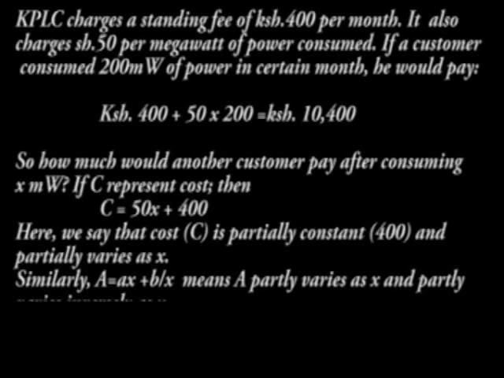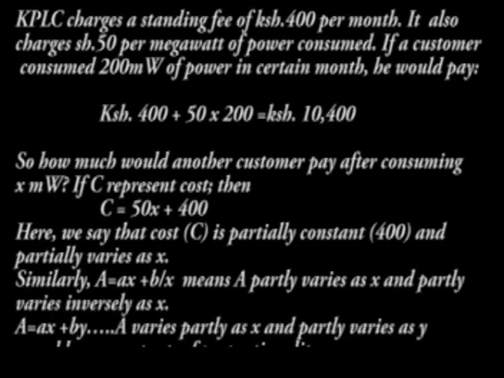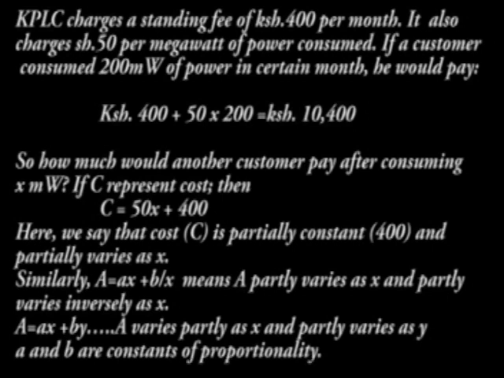Similarly, A is equal to ax plus b over x means that A partly varies as x and partly varies inversely as x. A is equal to ax plus by means A varies partly as x and partly varies as y. a and b are constants of proportionality.